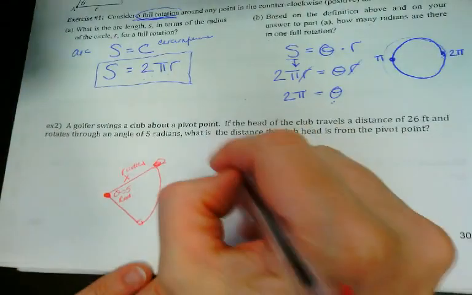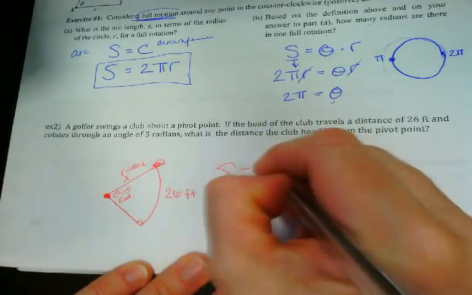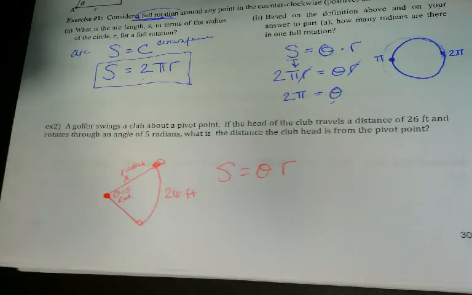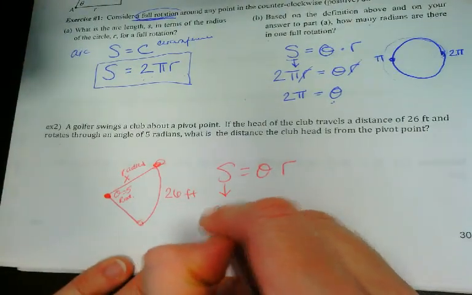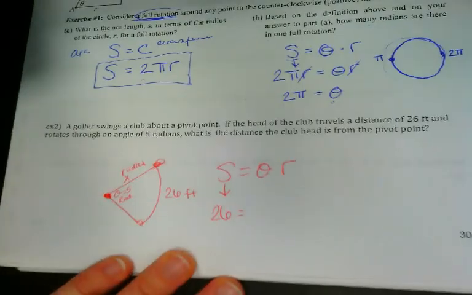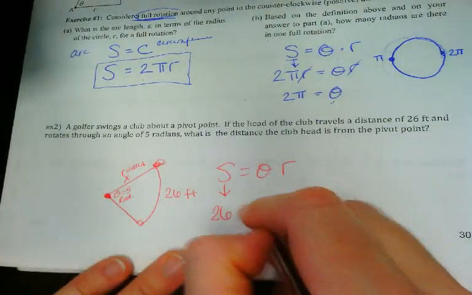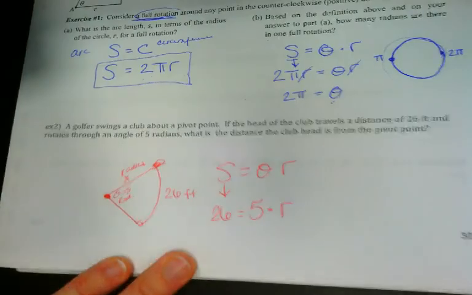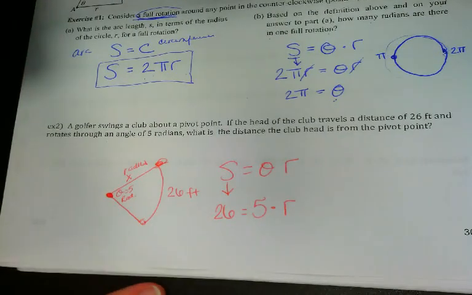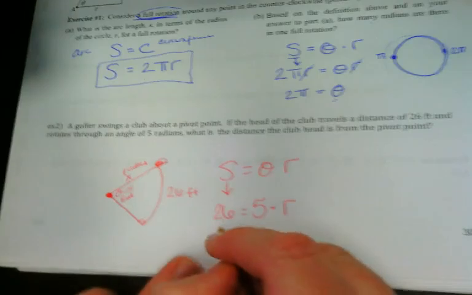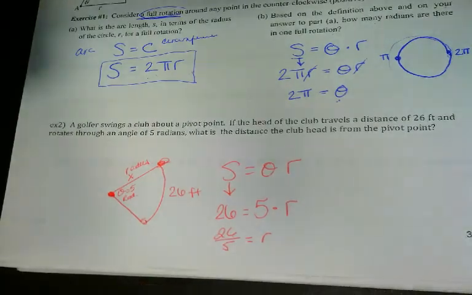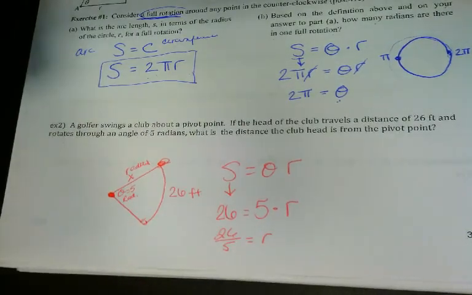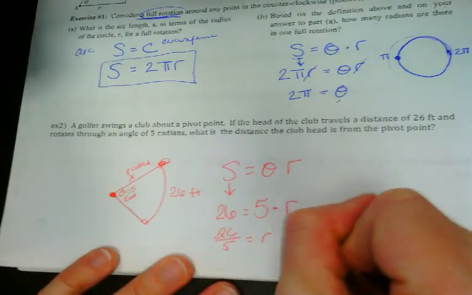Okay, so I'm going to say S equals theta r. That is the arc length formula. We just said the arc is 26 feet. The angle is 5 radians. And we're looking for the radius. So all I have to do is 26 divided by 5, and I've got my radius. So the radius is 5.2.